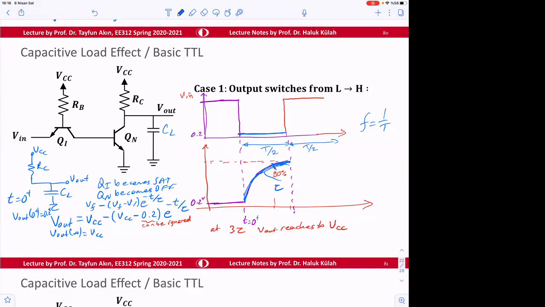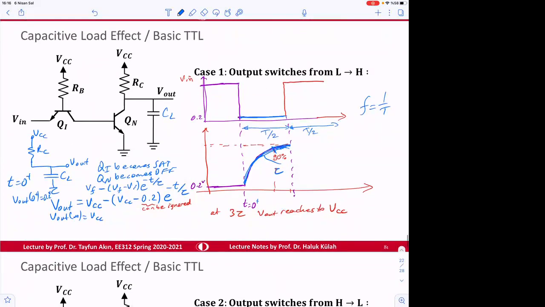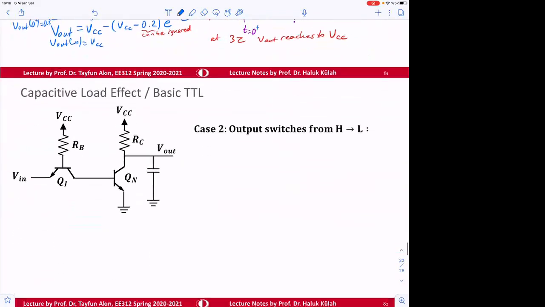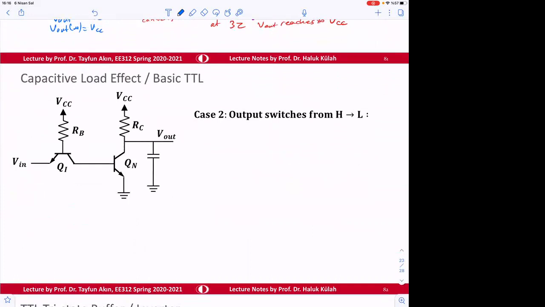Okay. So this one was the easy case because QN was off. So this was off, this was sat. So therefore there was only charging through here, and it was a simple RC charging equation. So this other case is a little bit more, how would I say, complicated. For this other case, I'm going to select the red color.